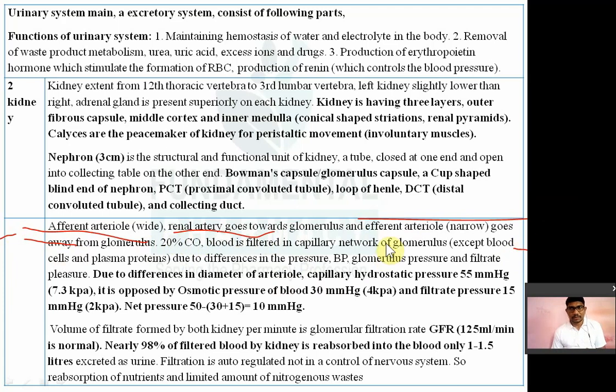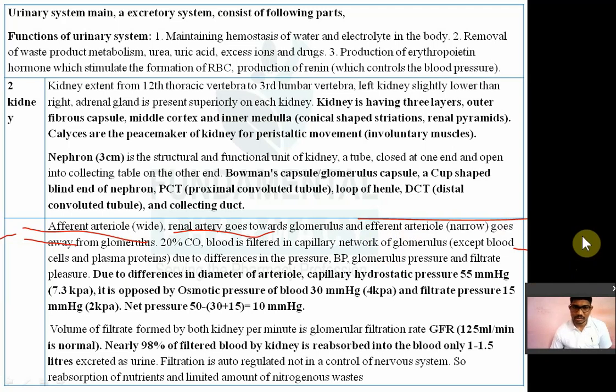So in the afferent arteriole there is more pressure. In the efferent arteriole, sorry, at the afferent arteriole there is less pressure. In the efferent arteriole there is more pressure. Due to this pressure difference, there is a filtration of blood through the capillary into the Bowman's capsule.